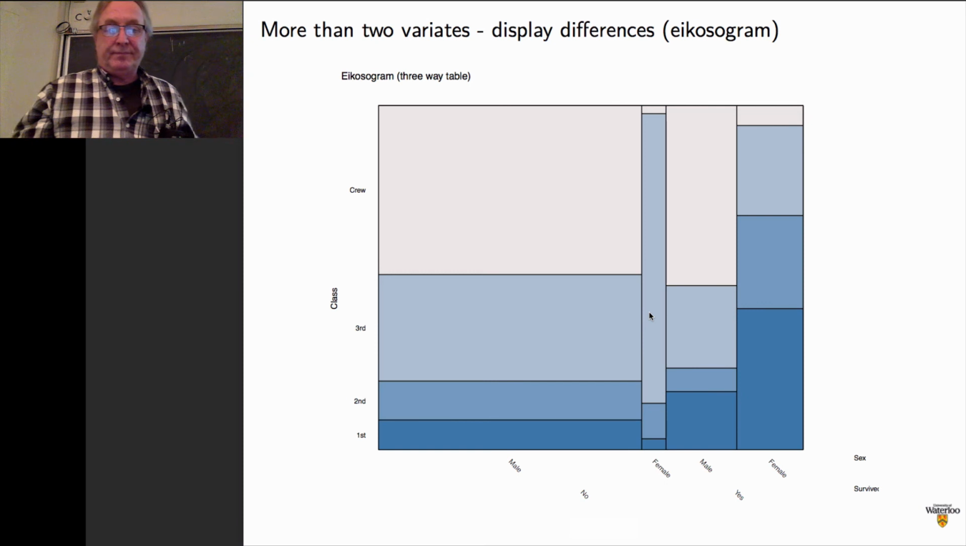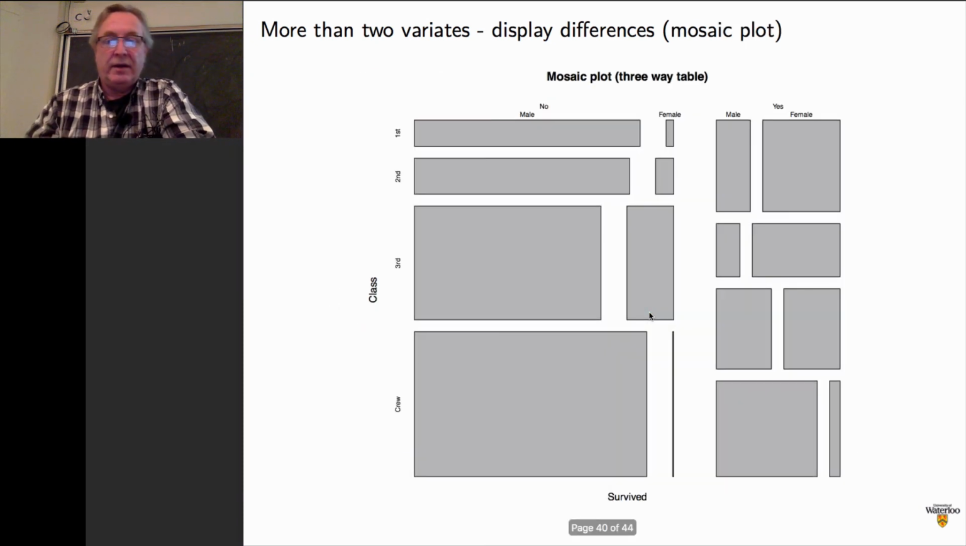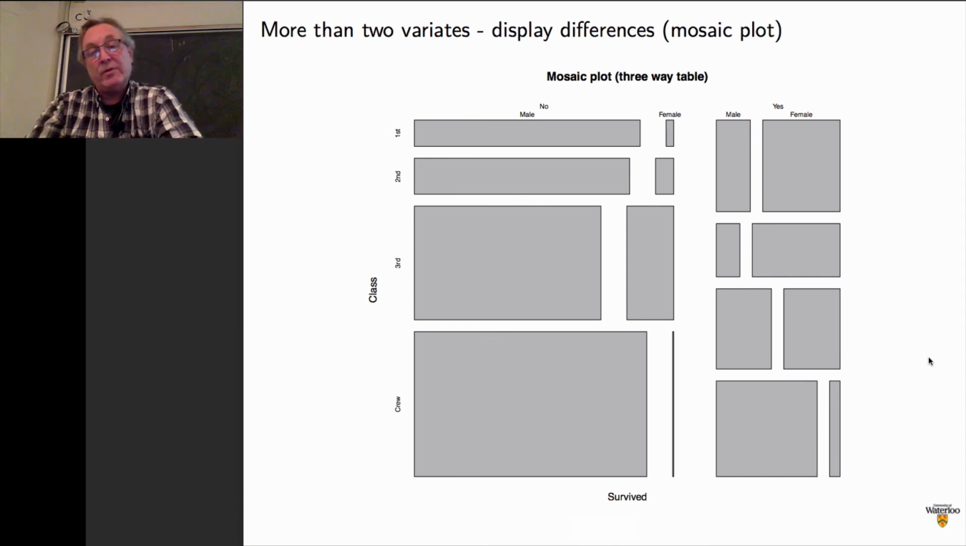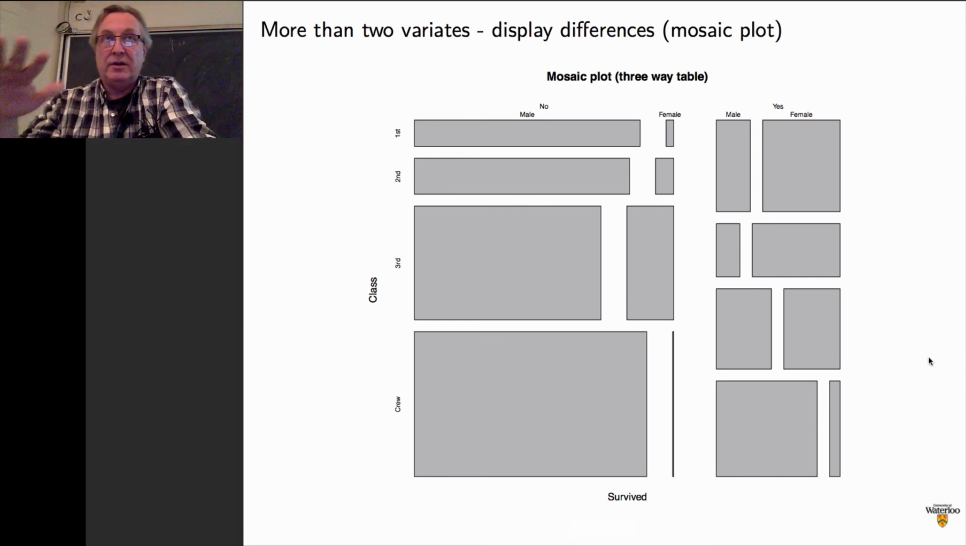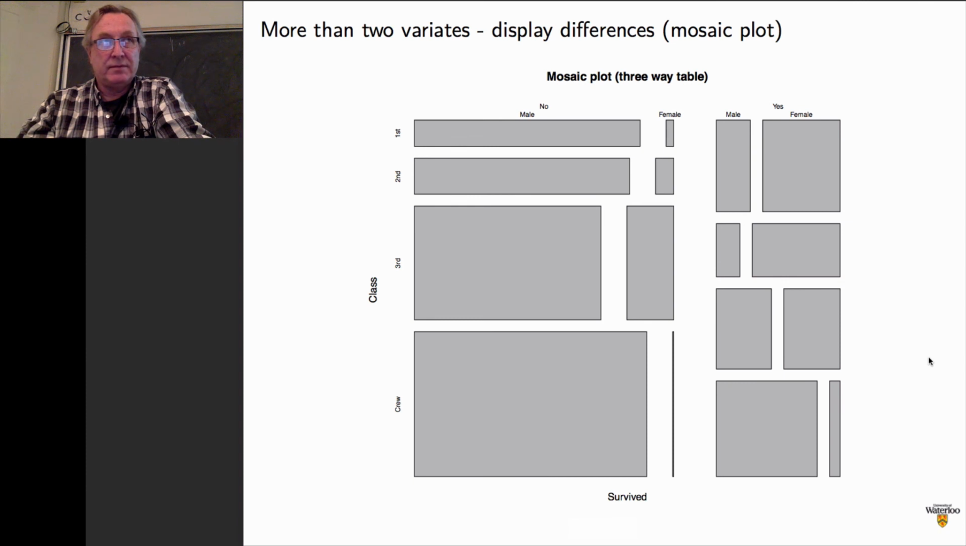Again, class on the vertical axis, and there it is, Mosaic Plot. Every one of those is the same data set, just depending on the order in which the variables occur. And as you might guess, I'm a far bigger proponent of Eikosograms than I am of Mosaic Plots, just for interpretability. Same information.